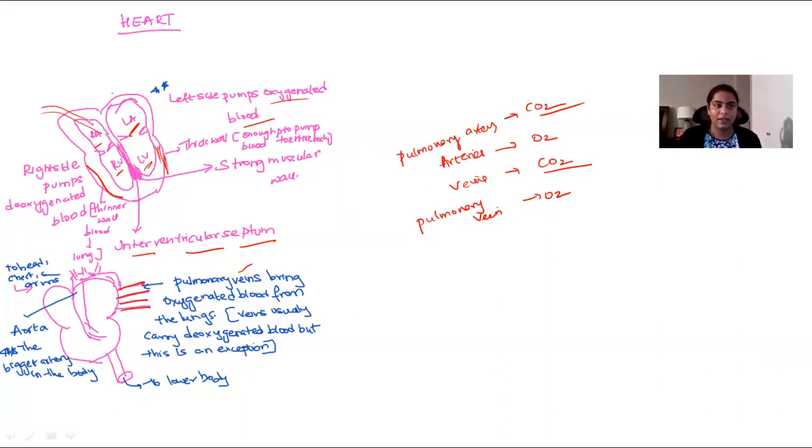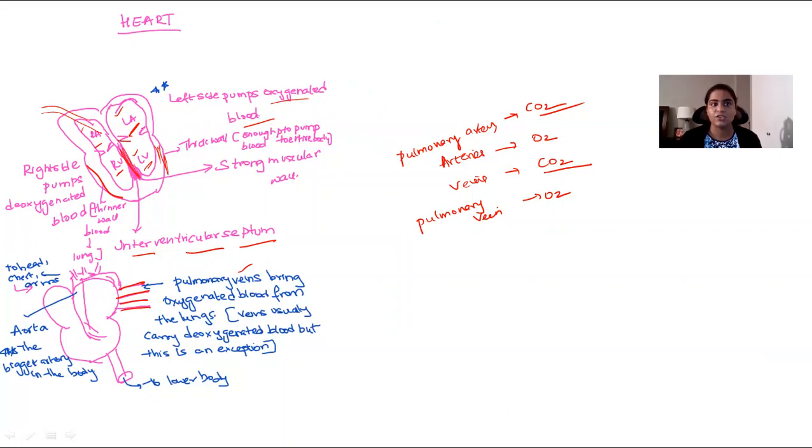So I've explained you again. I'm just giving a quick review. This is left atrium, left ventricle, right atrium, right ventricle. We have interventricular septum. Remember, left side is thick as compared to the right side. Okay, then we have valves.